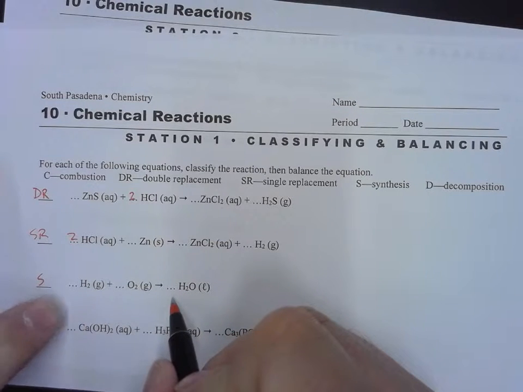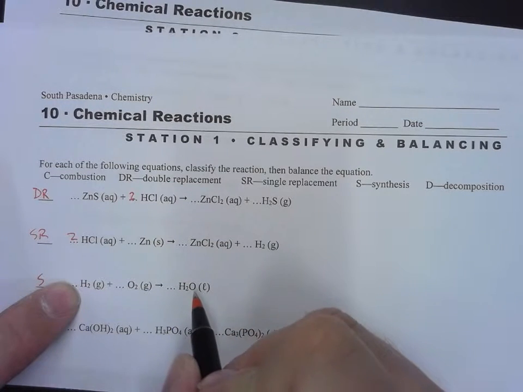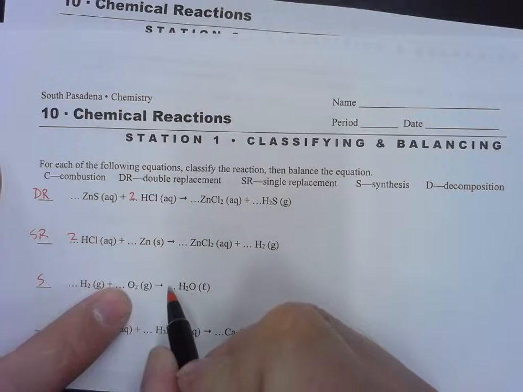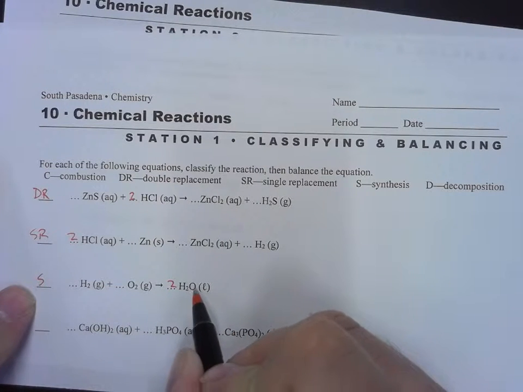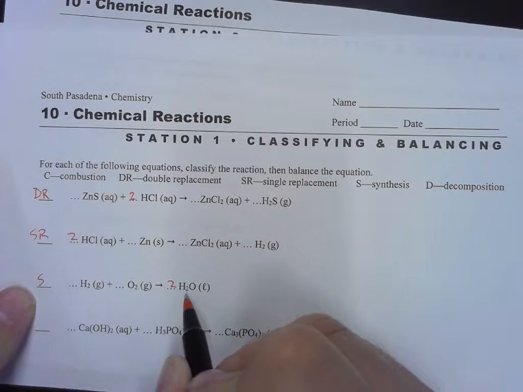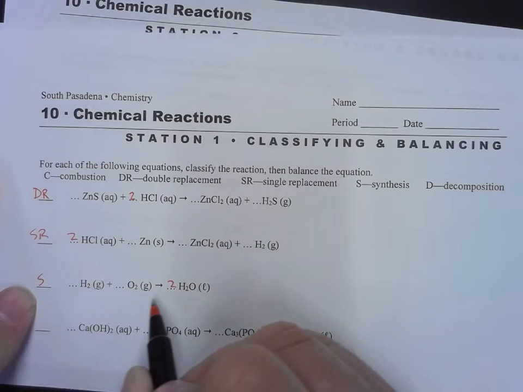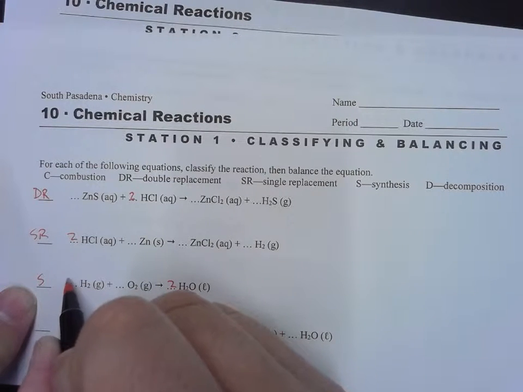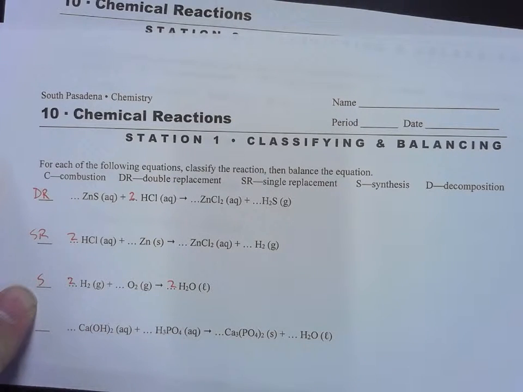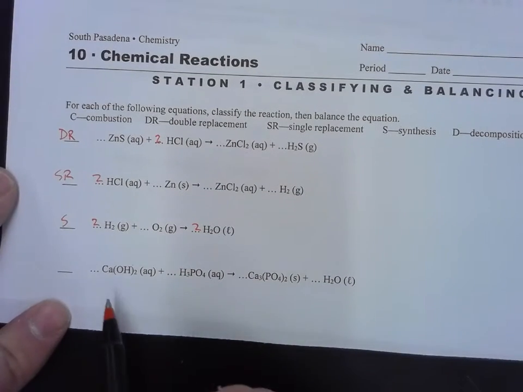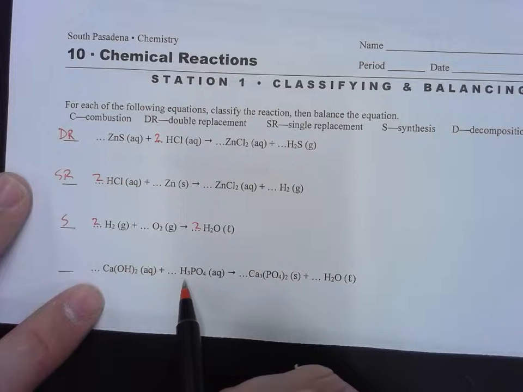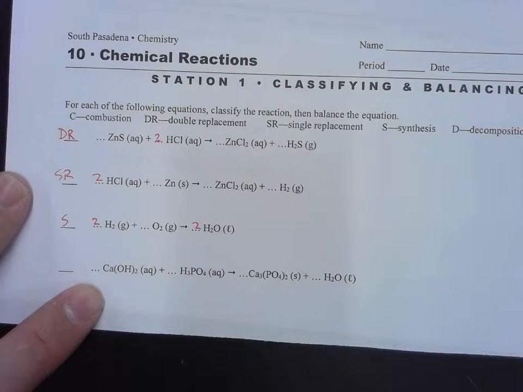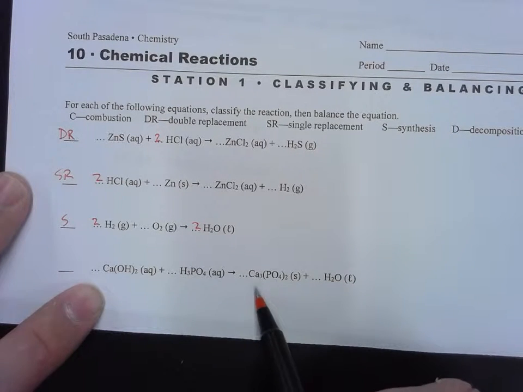So now we've got 2 hydrogens here, 1 oxygen here, and 2 there. So let's put a 2 in front. We now have 2 oxygens on either side. We've got 4 hydrogens on the right, 2 on the left. So let's put a 2 in front there, and that makes 4 on the left and 4 on the right, and we're balanced.